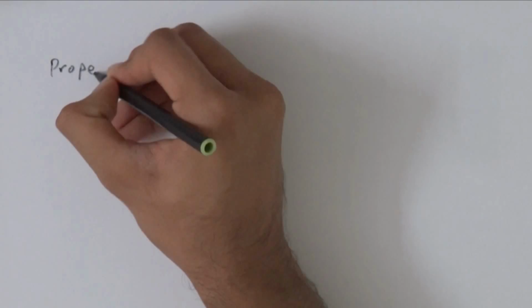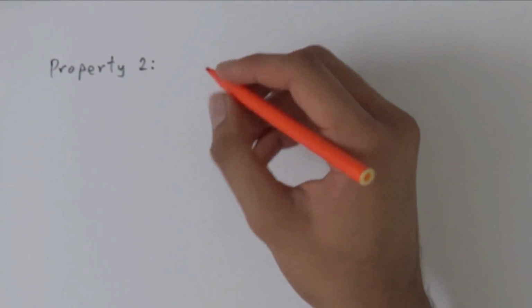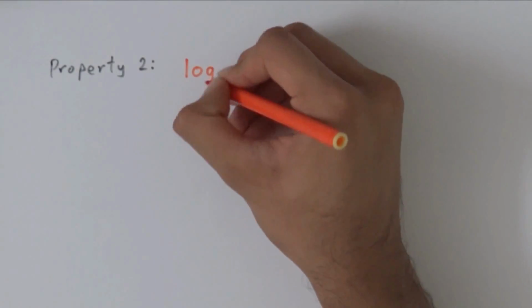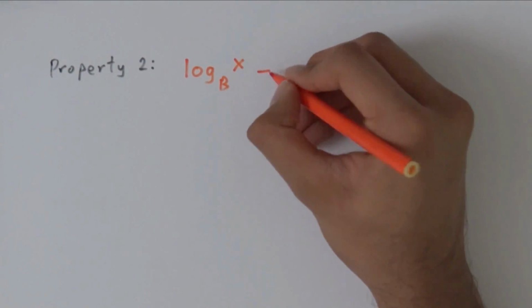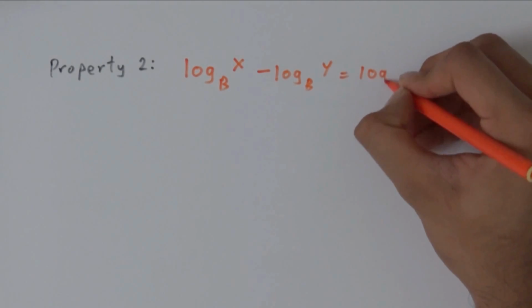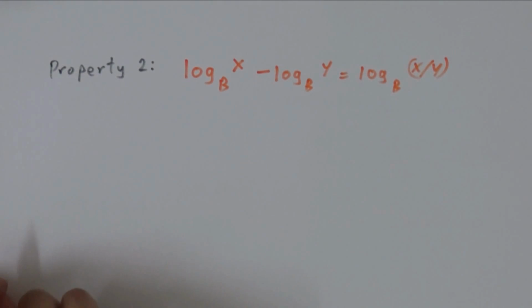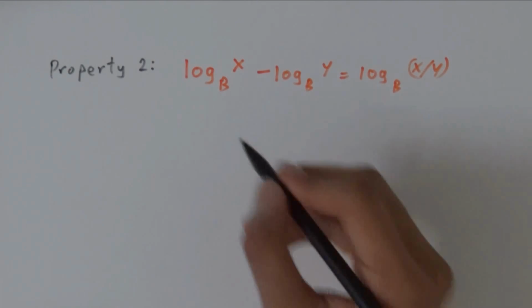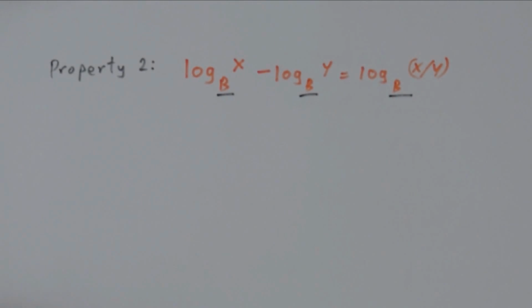Property 2. This is similar to the first one, except that instead of addition we'll be using subtraction. Log base b of x minus log base b of y is equal to log base b of x by y. The only thing to take care of is that the base should always be the same. Let's go ahead with an example.